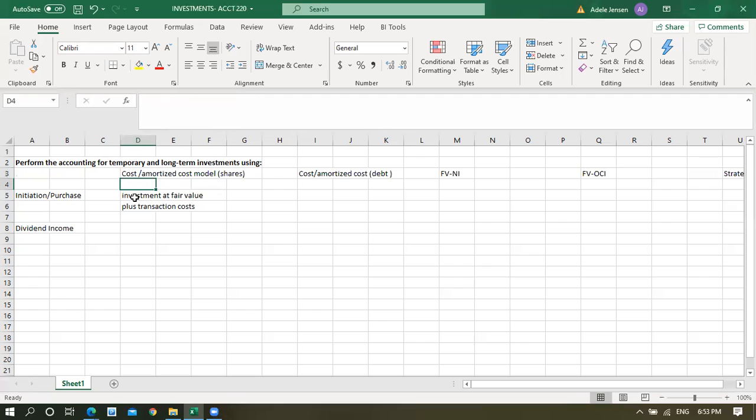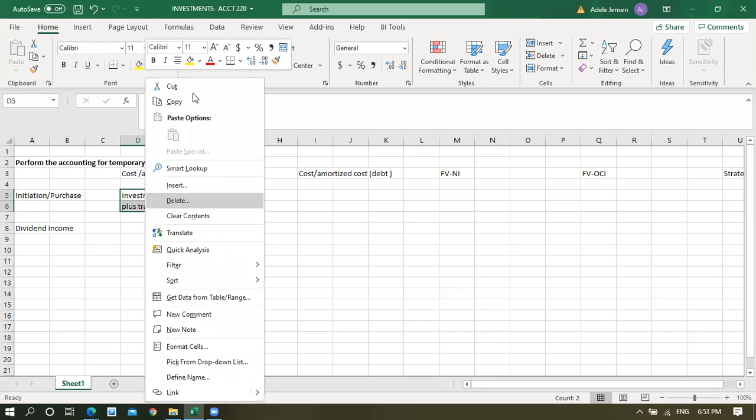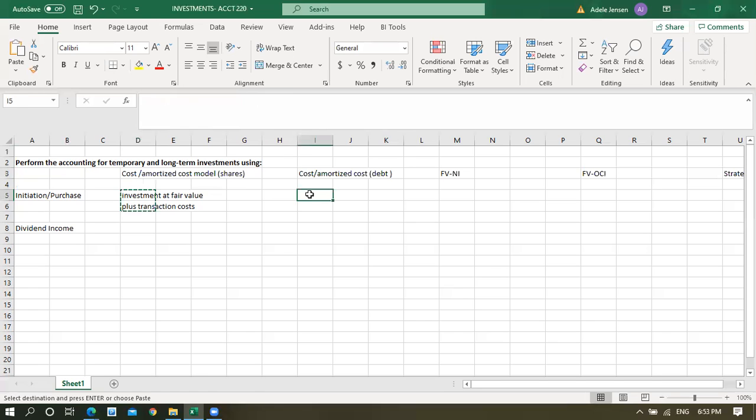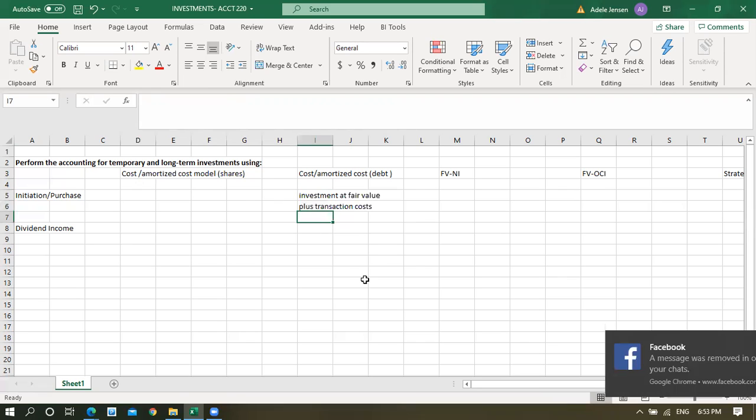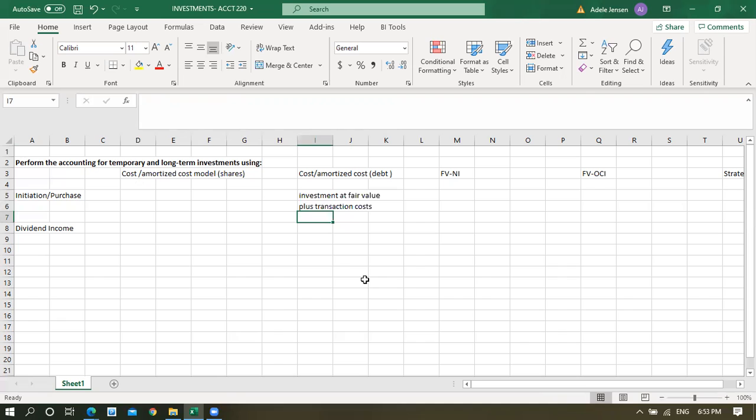Okay, so for the initiation, we have the investment at the fair value plus the transaction costs. Now for the cost amortized cost method for debt instruments, it is the same here. We have the investment at fair value plus the transaction costs, so we're going to add those. And then we will also have any accrued interest for bonds.